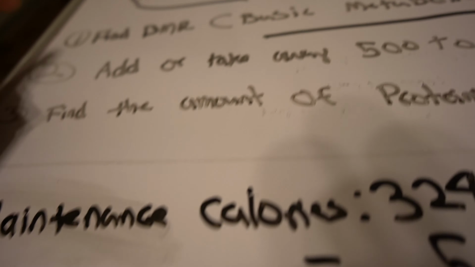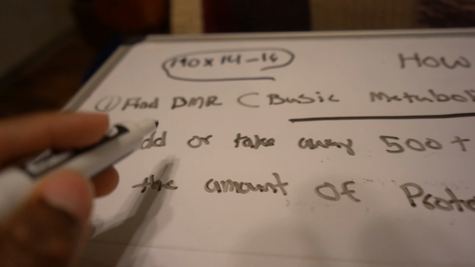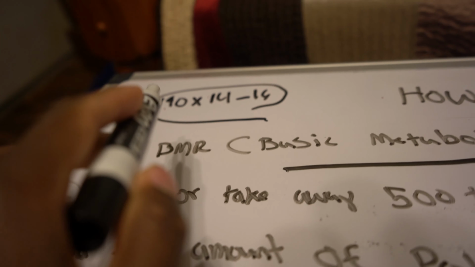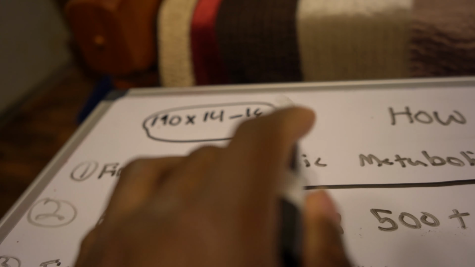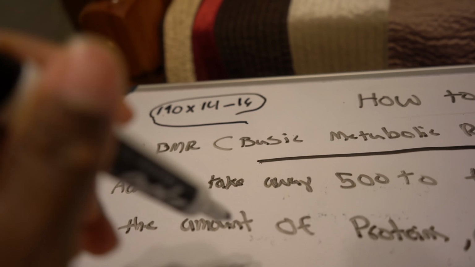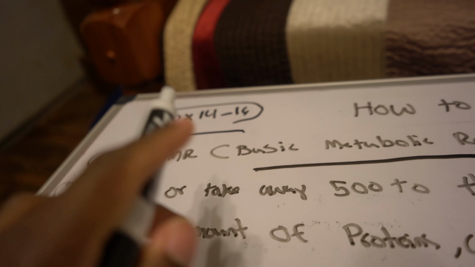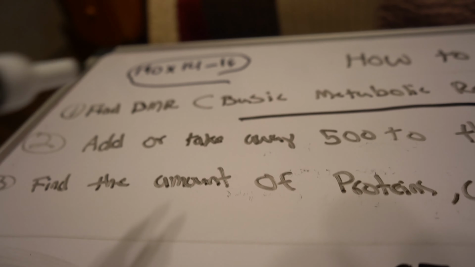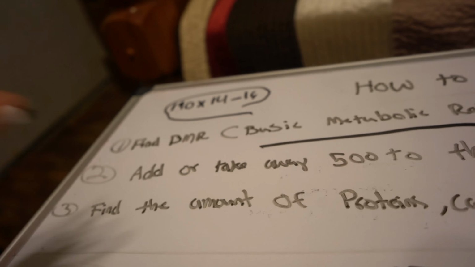Okay, all right, so you found your BMR. The next thing you need to do is add or take away 500 to that number that you just got from multiplying 14 to 16, or from using a BMR calculator online. I'm actually going to leave a link to that website that I use. You're going to add 500 to that number, or take away 500, depending on if you're bulking or cutting.